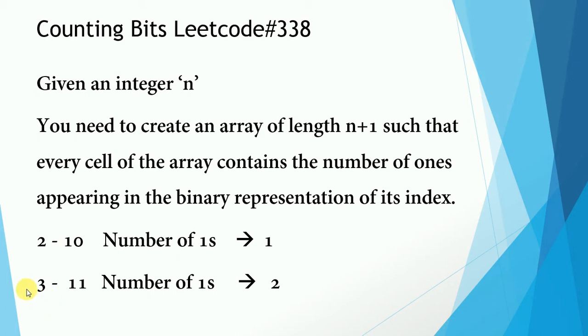Likewise, if the index is 3, then the binary representation of 3 is 11. How many ones appear in the binary representation of 3? 2. So the array should contain the value 2 at index 3. You will learn how to solve this problem using dynamic programming. Before we begin solving the problem, we are also going to work on the intuition part.